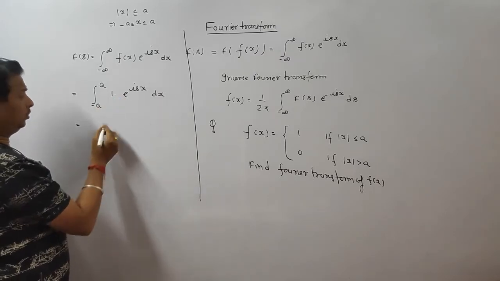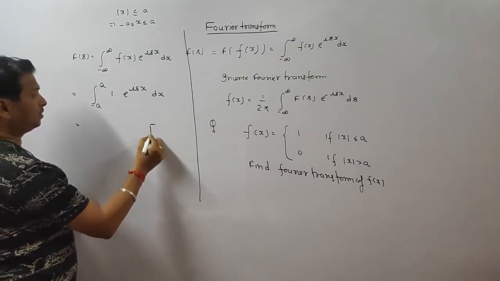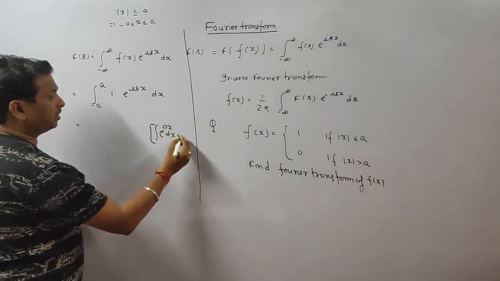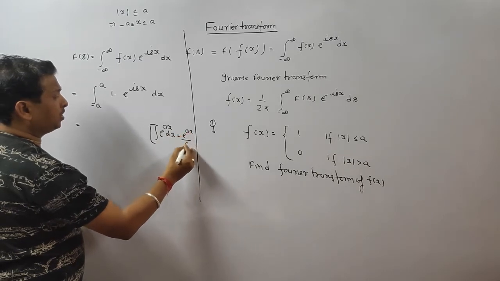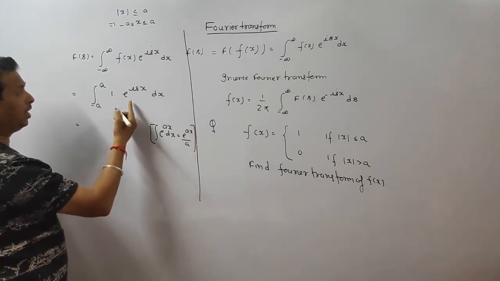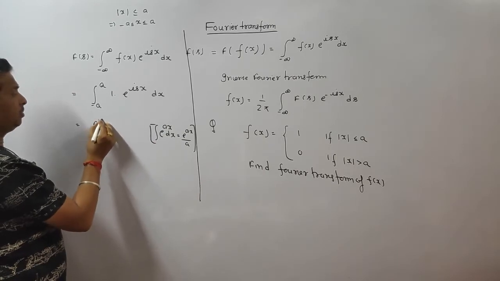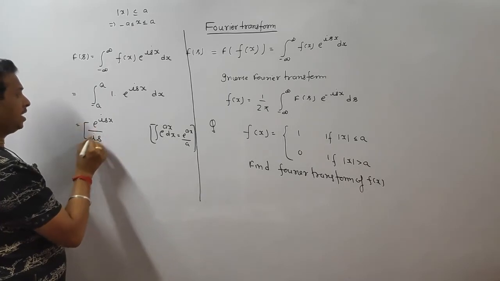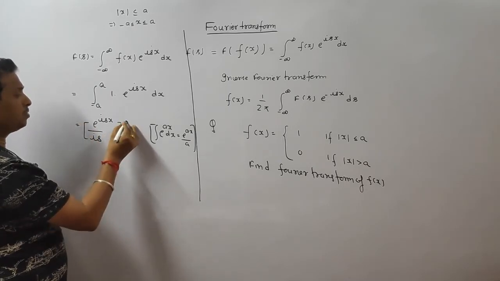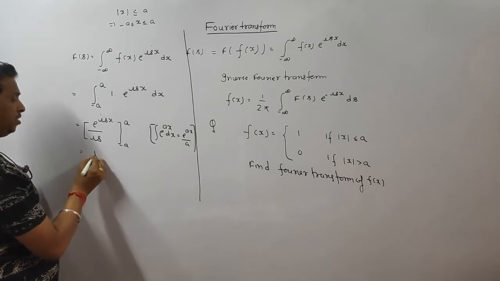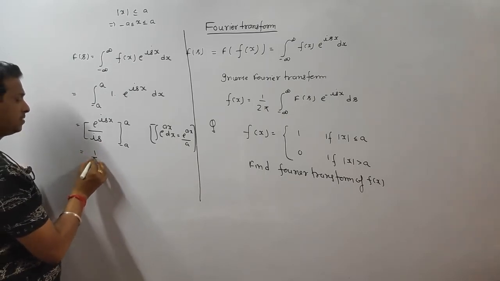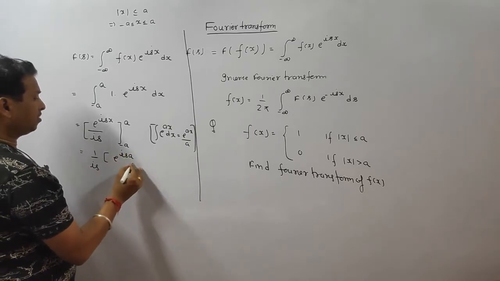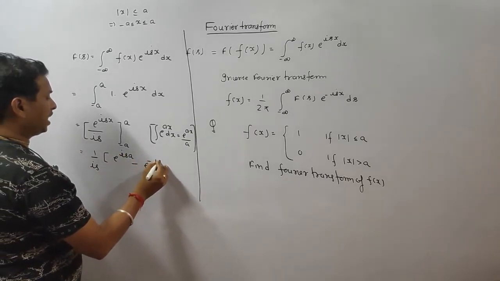Now integrate. You know the integration of e to the power a x dx is e to the power a x upon a. So use the formula. What we get? e to the power iota s x upon iota s, with limits minus a to plus a. It means 1 upon iota s outside, e to the power iota s a minus e to the power minus iota s a.